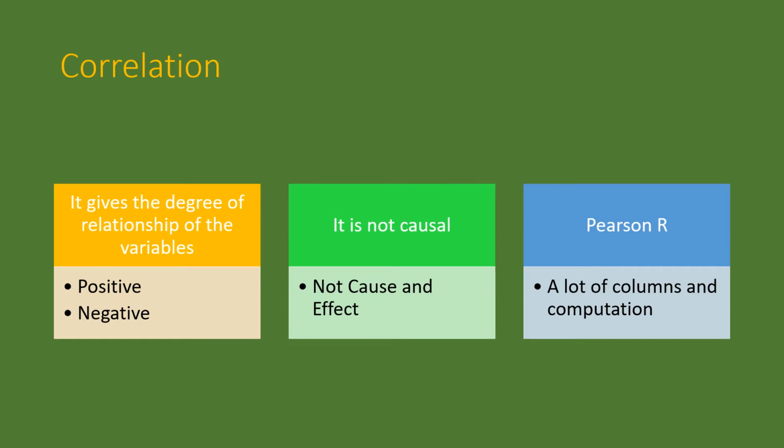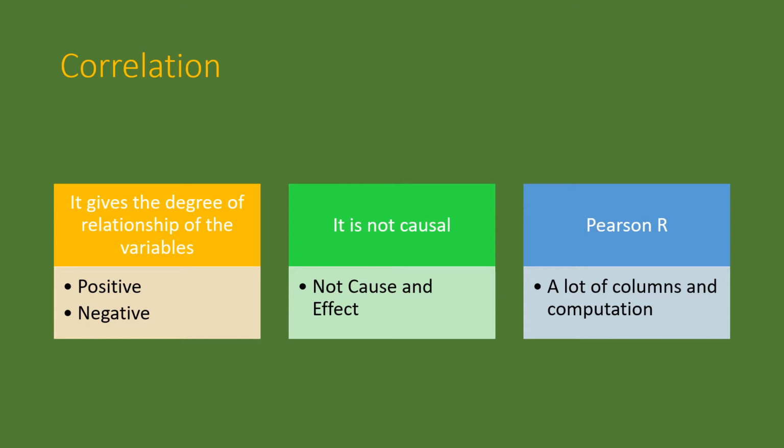When you talk about correlation, it gives a degree of relationship of the variables. It's either positive, which is direct, where if one goes up, the other one goes up as well, or negative, where one goes up and the other variable goes down. However, when you compute correlation, it is not causal. When you say not causal, it cannot tell which one is the cause; it's not a cause and effect.